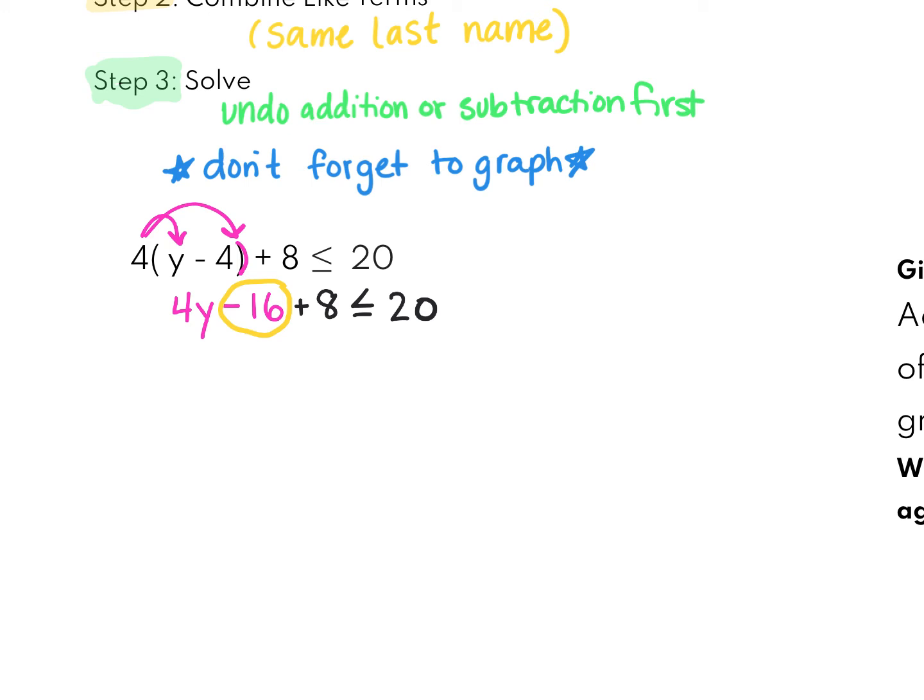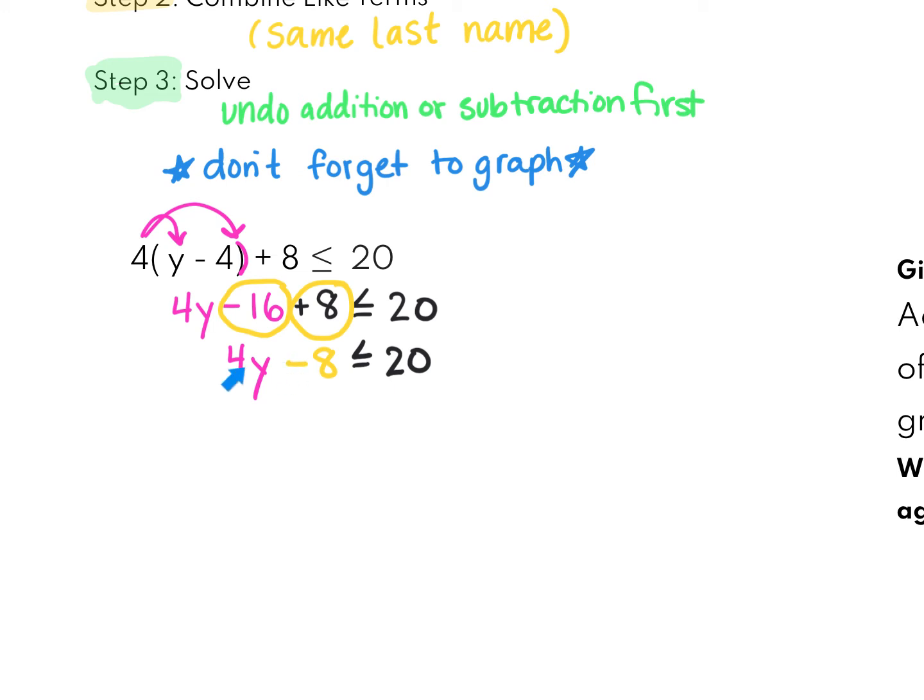We have a negative 16 and a positive 8. We still have our 4y. Negative 16 plus 8 is negative 8. We still have our less than or equal to 20. From here, we're going to solve. We're going to undo addition and subtraction first.